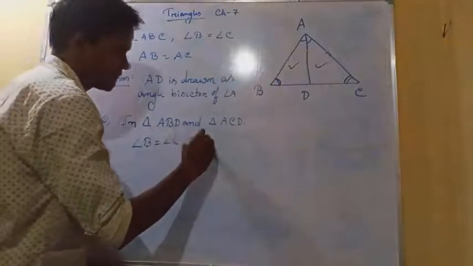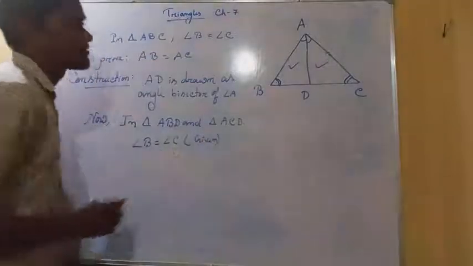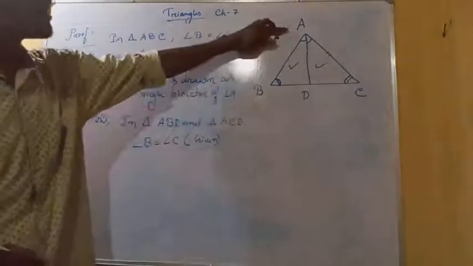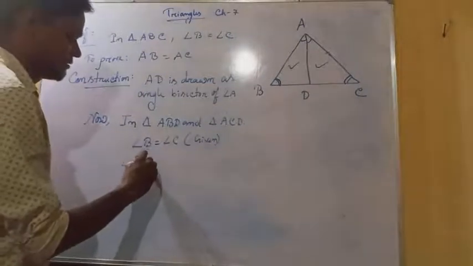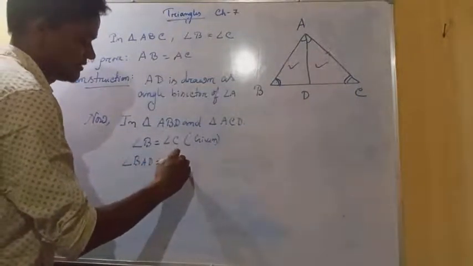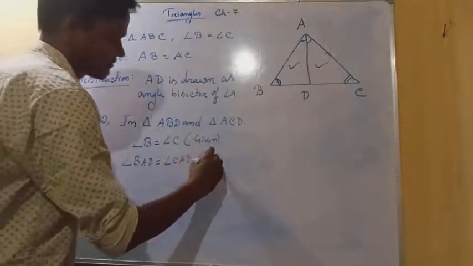This is given. Next, according to construction, angle BAD is equal to angle CAD. So write it, angle BAD is equal to angle CAD by construction.